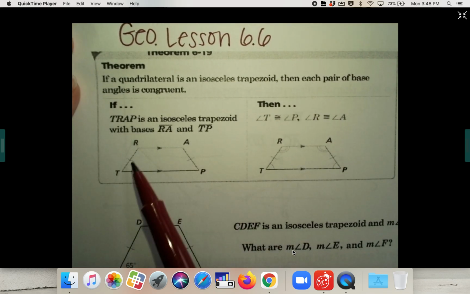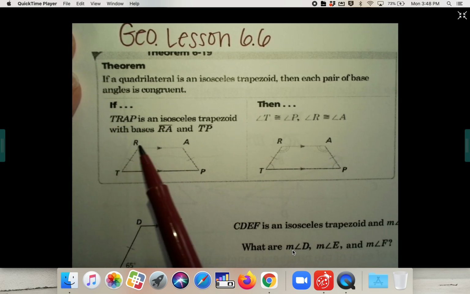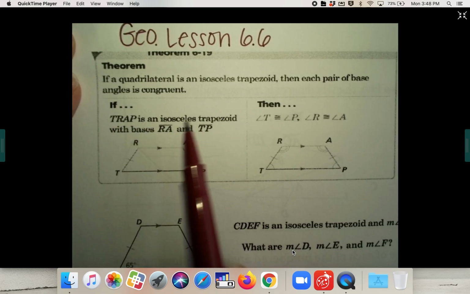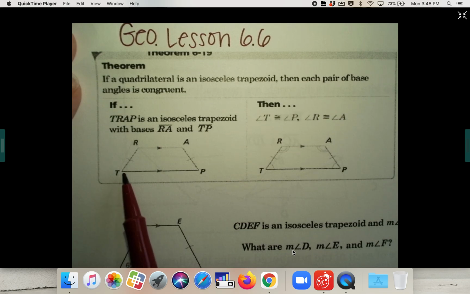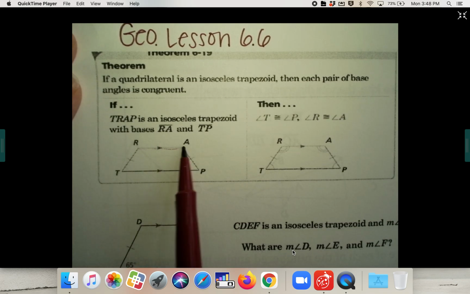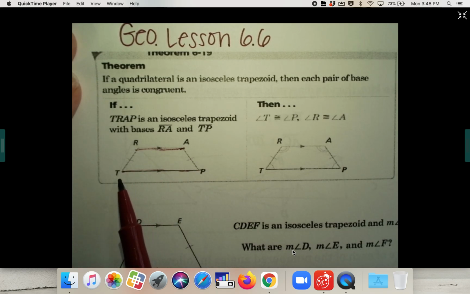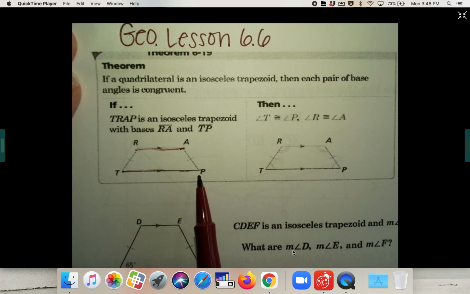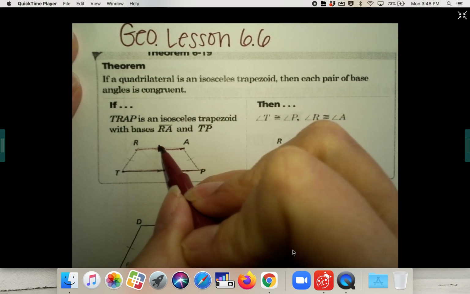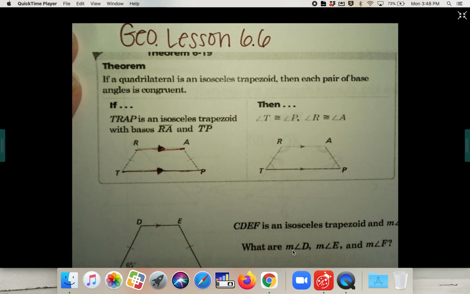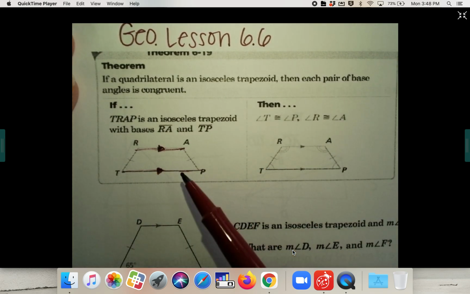I'm sorry about that. Trapezoid TRAP is an isosceles trapezoid with bases RA, so this is a base, and TP. Even though a base sounds like something it sits on, that's a base, and the other one that is parallel to it is also a base. And really, the only specific thing about trapezoids is that its bases are parallel.